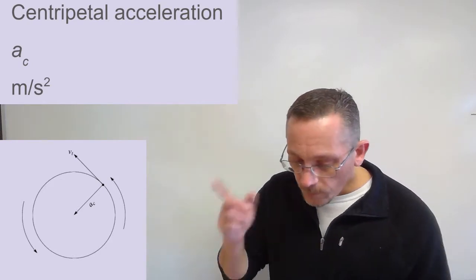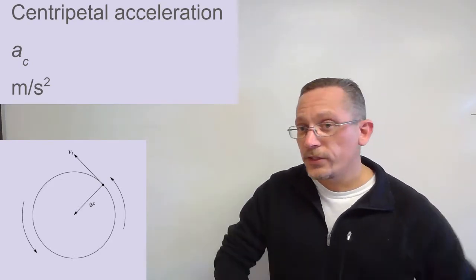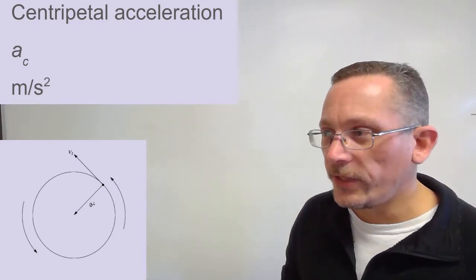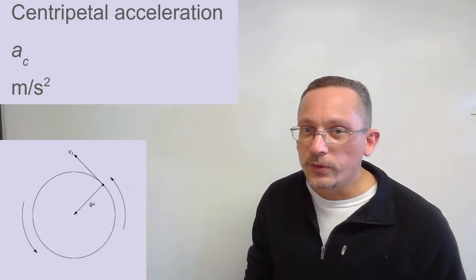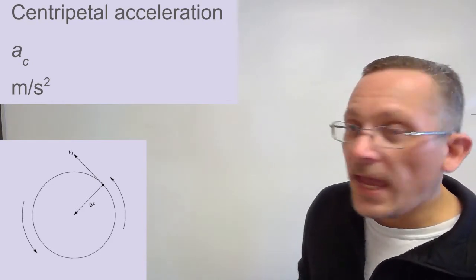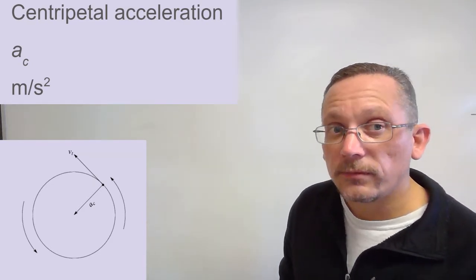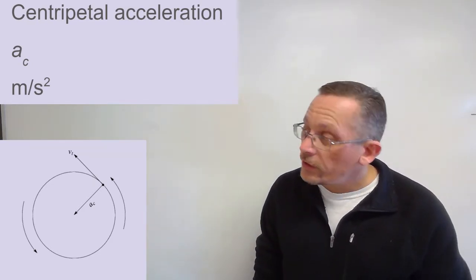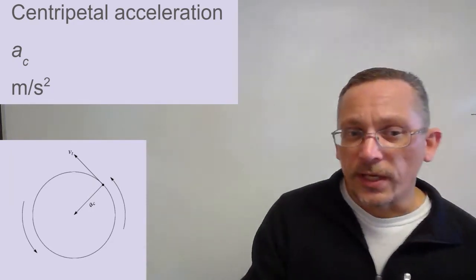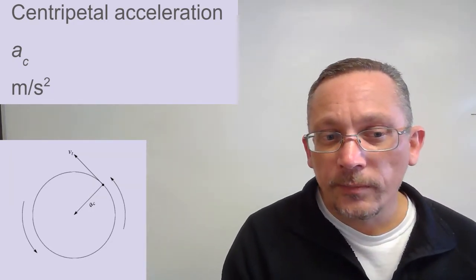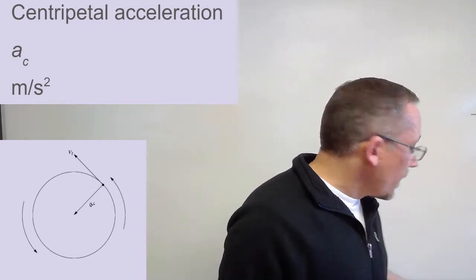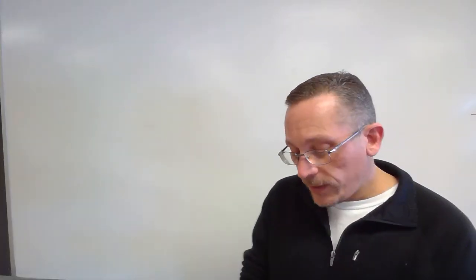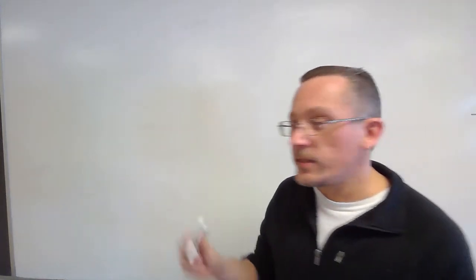This centripetal acceleration is the acceleration involved in the circular motion. We use a with a little subscript c to talk about centripetal acceleration, and it's measured in meters per second squared, just like you're used to measuring accelerations.